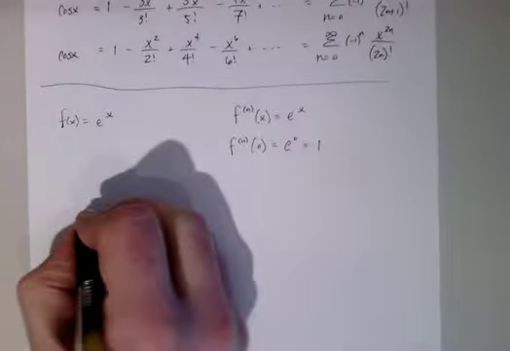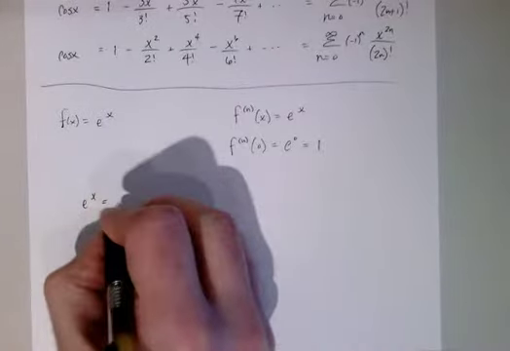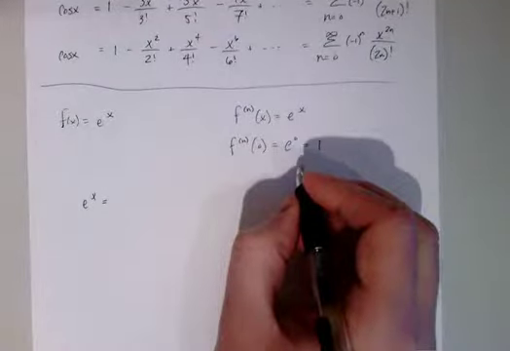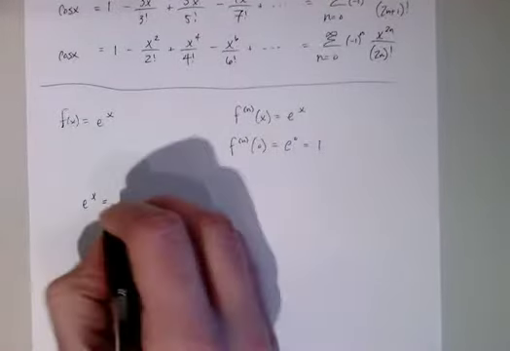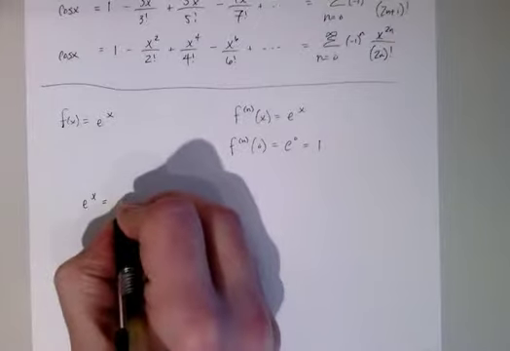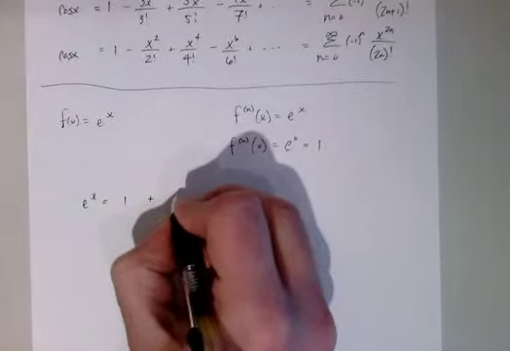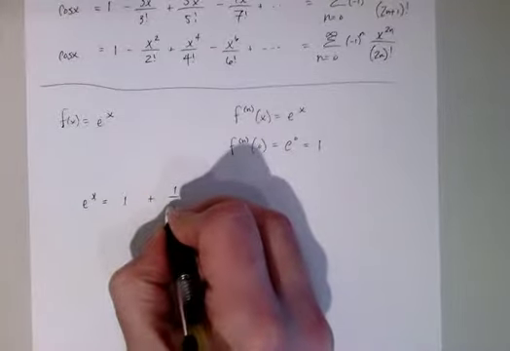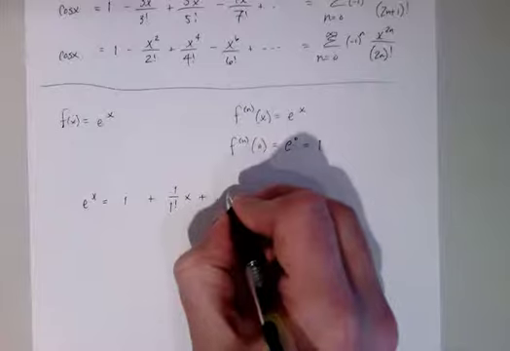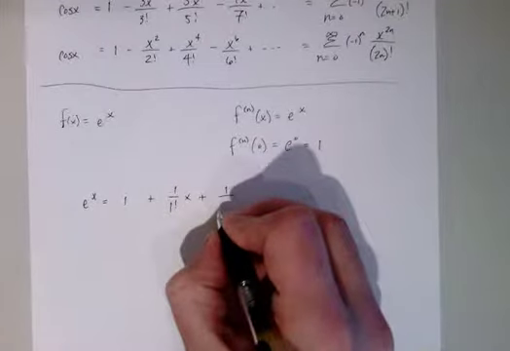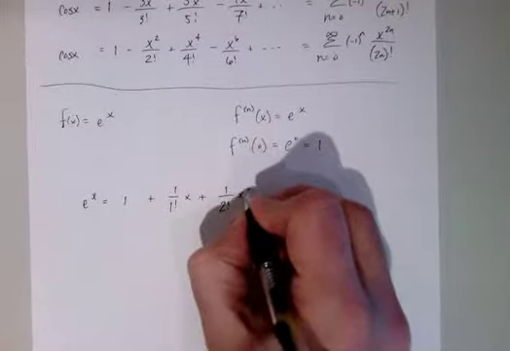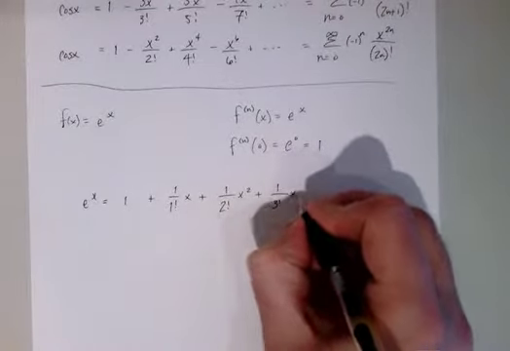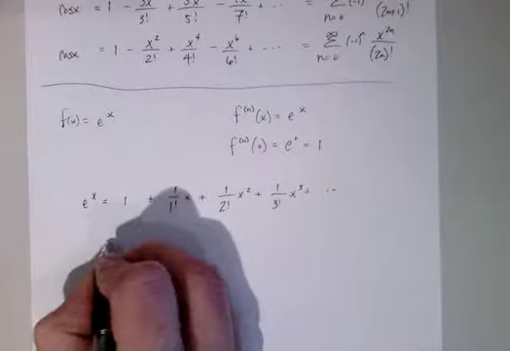Okay, well that means that e to the x is going to be the original function, the 0th derivative, evaluated at 0, so 1. And then it's going to be the first derivative evaluated at 0, or 1. And then the second derivative evaluated at 0, or 1. And then the third derivative evaluated at 0, or 1. Okay? And it's going to go on like that for a while.